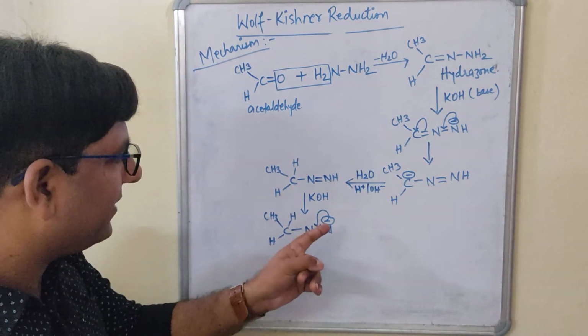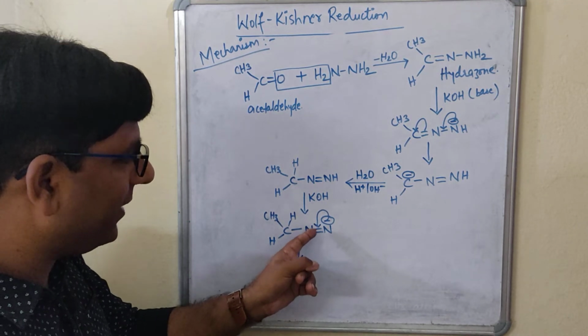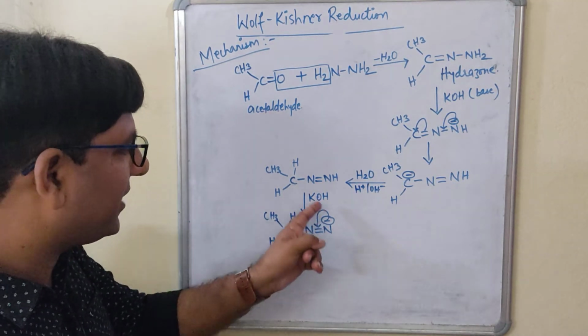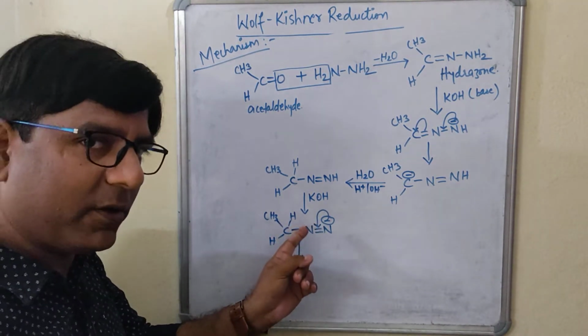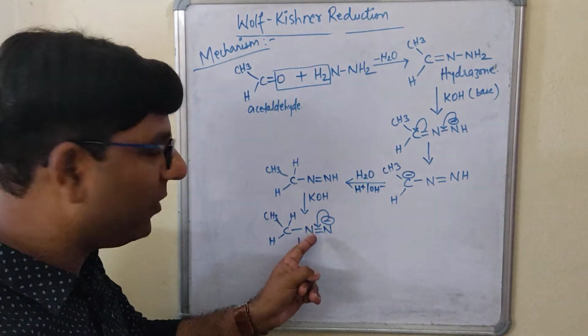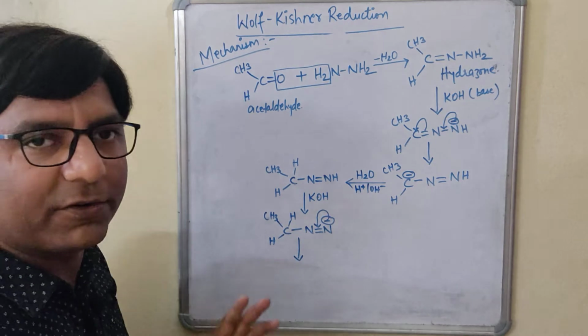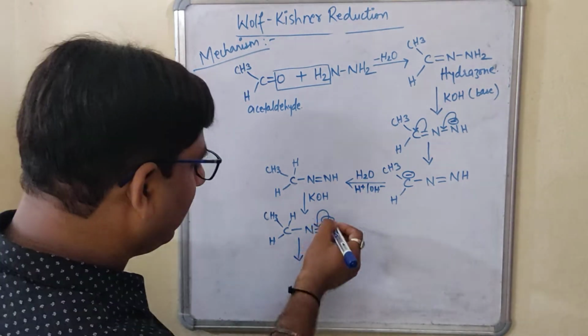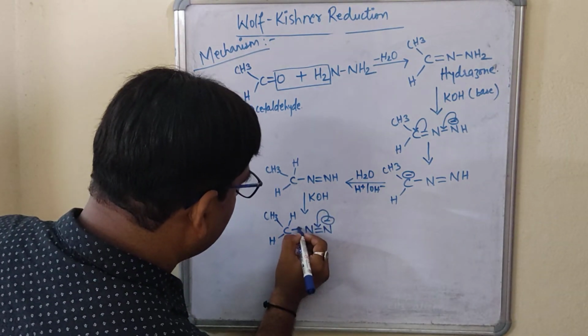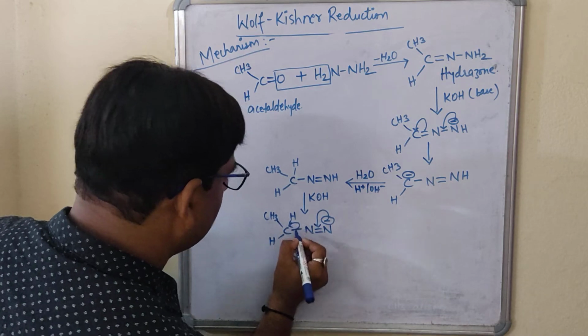Clear? This negative charge will fall here, which means we already have that double bond. When the negative charge comes, the two electrons come and form a bond. So there is a formation of a triple bond between the nitrogen and the nitrogen. Clear? Now when it is falling down, this bond will break on this carbon.